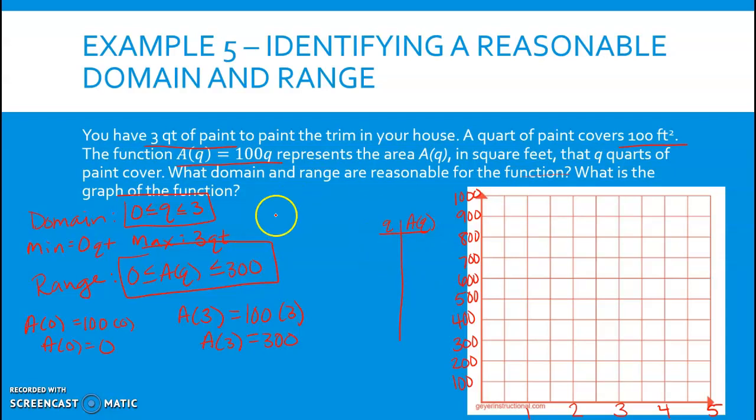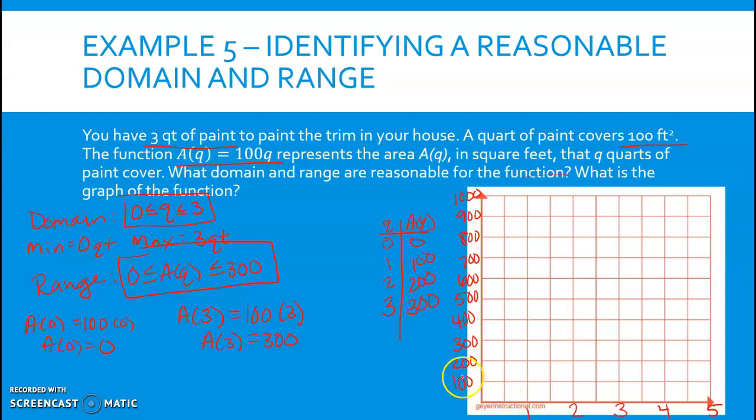Well, I'm going to take my domain values. I know they're from 0 to 3. I'm going to take values within that domain. So 0, 1, 2, 3. And then I'm going to plug them into our equation. So we already know 0 times 100 is 0. And then I'm going to do 100 times 1 and get 100. And 100 times 2 and get 200. 100 times 3, and we already know that was 300.